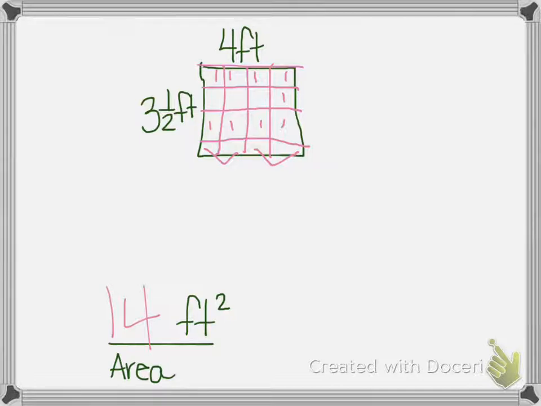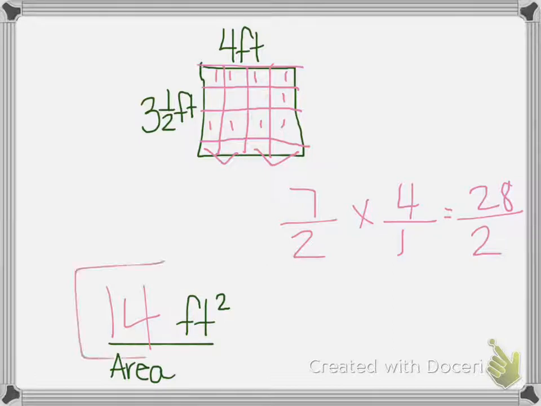Or, as we have been learning, in order to multiply mixed numbers, we have to change them into improper fractions. So 3 times 2 is 6, plus 1 is 7/2 times 4 over 1, since we do length times width. 7 times 4 is 28. 2 times 1 is 2. 2 goes into 28 14 times.